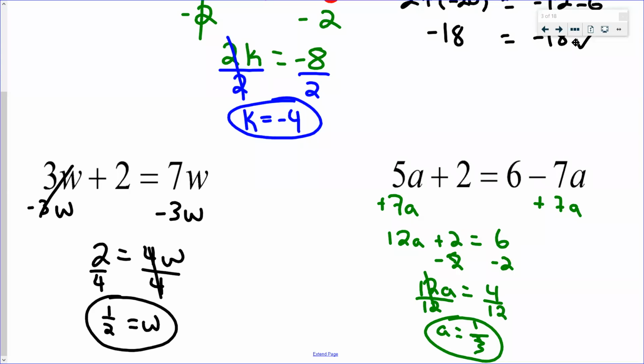All right, so for these ones, we got two fractions. Fractions do work. So for the first one, we should have gotten 1/2 equals W, or W equals 1/2. I just did the simplification, 2 over 4, both divisible by 2, simplified it to be 1/2. The one on the right, you should have gotten A equals 1/3. Should have gotten 4 divided by 12, and I just simplified 4 over 12 to 1/3 because they're both divisible by 4.